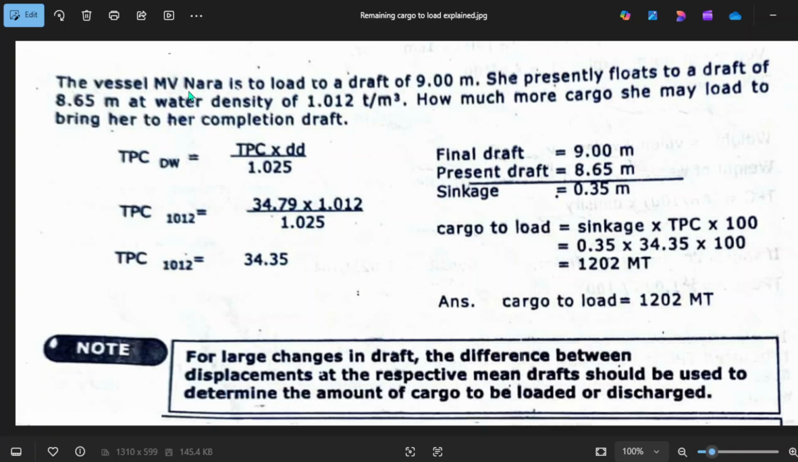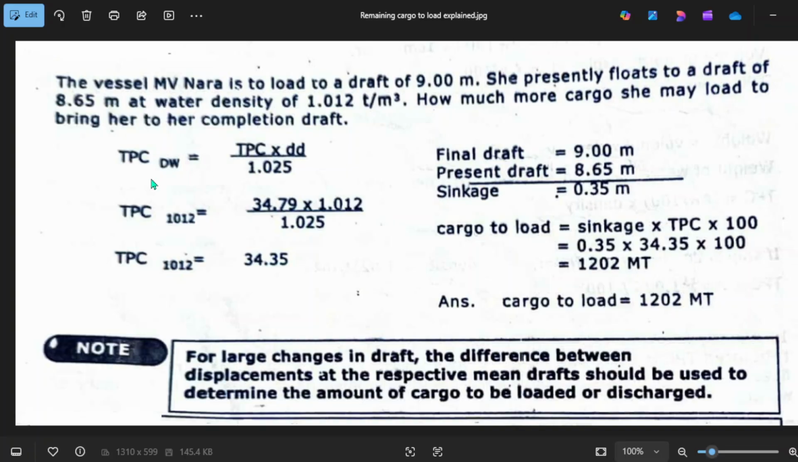again I will read, the vessel Nara is to load to a draft of 9 meters. Okay, I think that will be the final draft, and she presently floats to a draft of 8.65 in water of density 1.012. Okay, I think I already explained this. Now, how much more cargo may she load to bring her to completion draft? First things first, what he did is to transpose the TPC to this of 1.012.